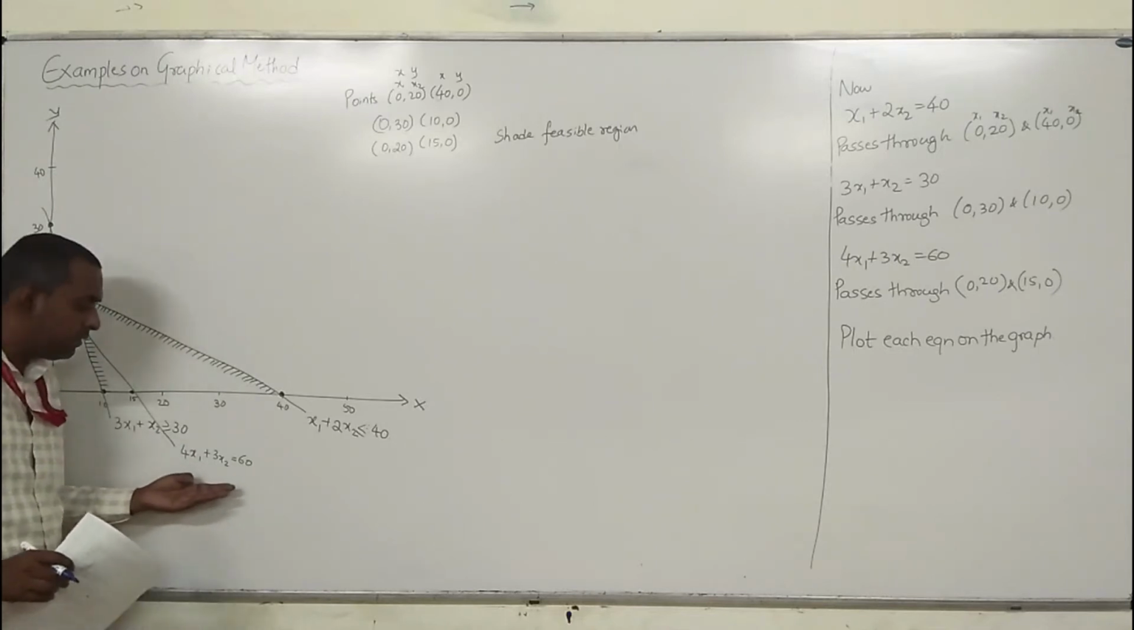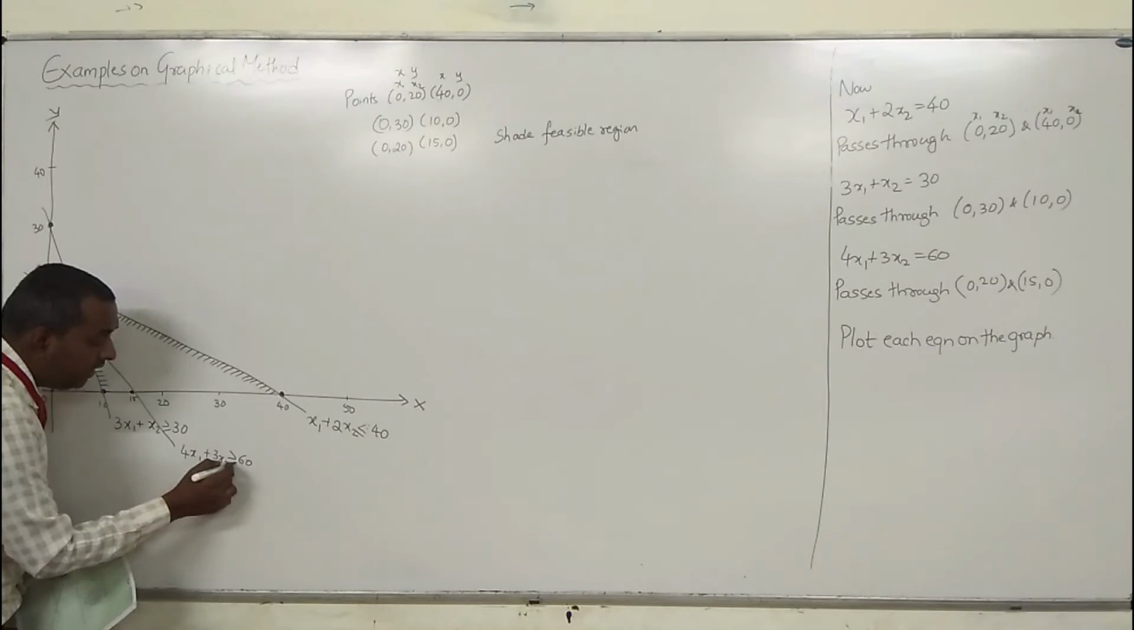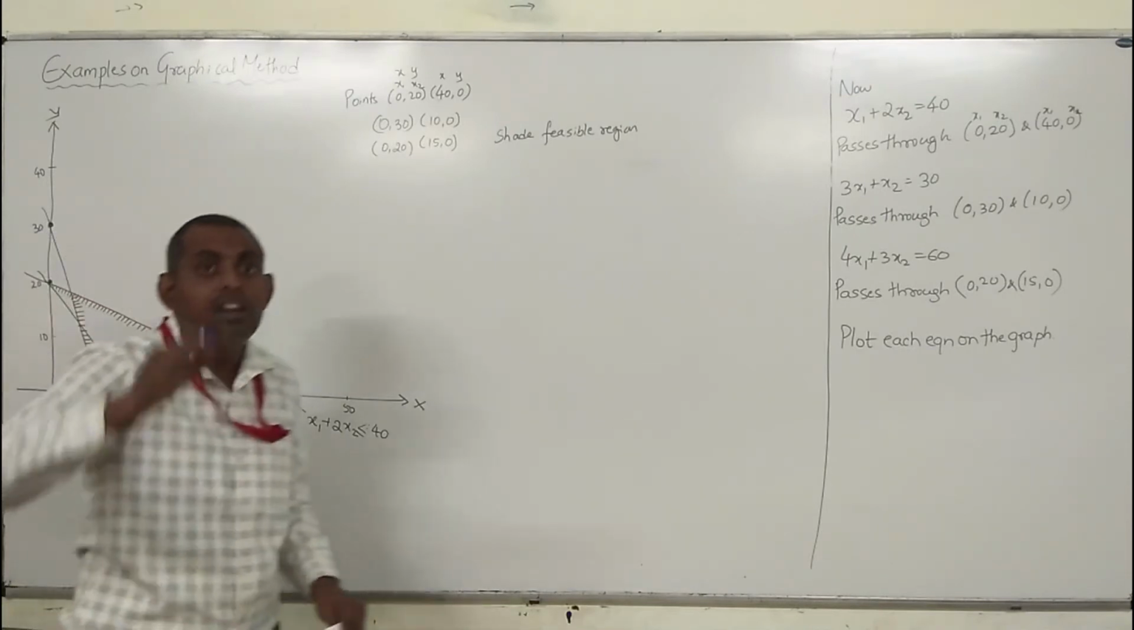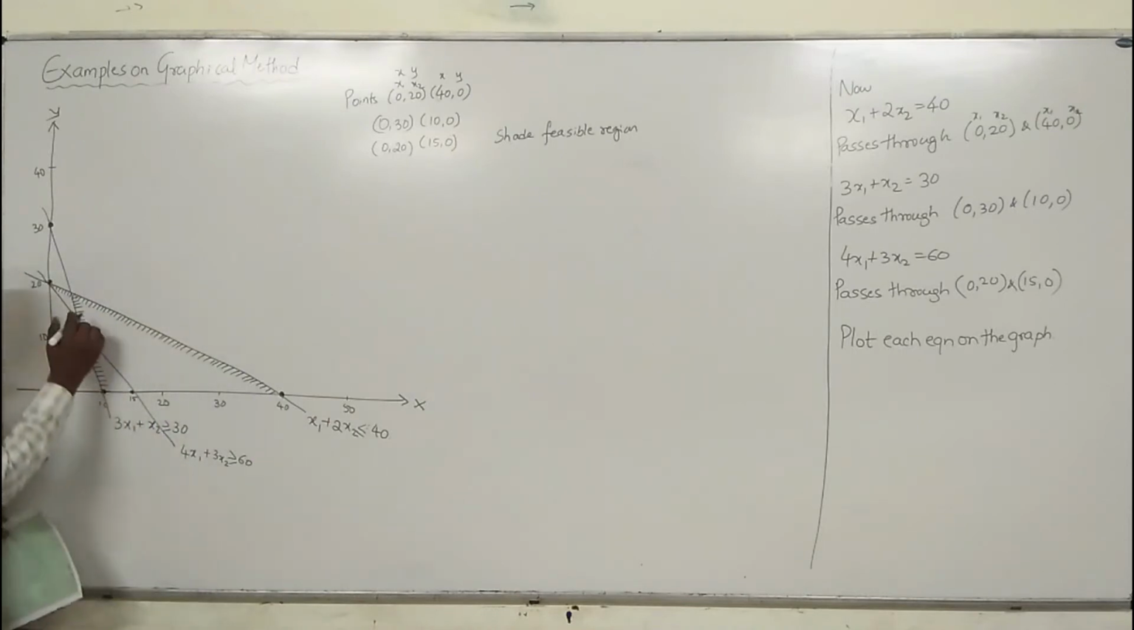That is 4x1 plus 3x2 is equal to 60. So this equation is what? Again it is greater than or equal to. Then we need to shade the region above the line as per the algorithm. So this is the line. So we will shade the region above the line.